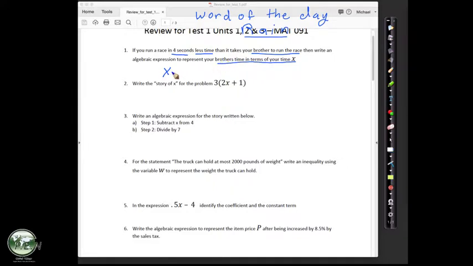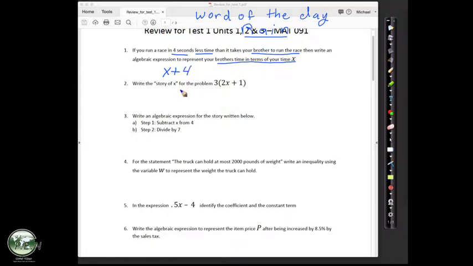So to get to your brother's time, let's say you were 10 seconds, what is your brother's time? 6. Or 12. Oh, 12. 14. Okay. You have to think of this from his perspective. He is 4 seconds slower. He took 4 seconds longer. Oh, okay. So whatever your time is, we have to add 4 seconds to it.